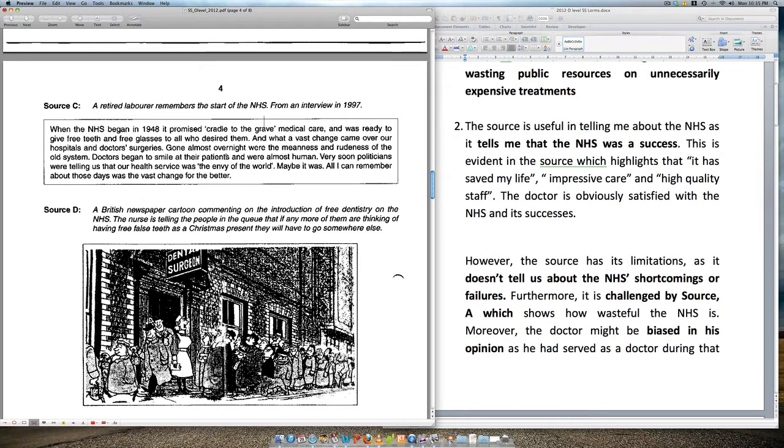Take a look at source C again, and we can see something about free teeth. So it's true, it's not an exaggeration. Okay, so people did get free teeth. On the other hand, we also see a difference here.